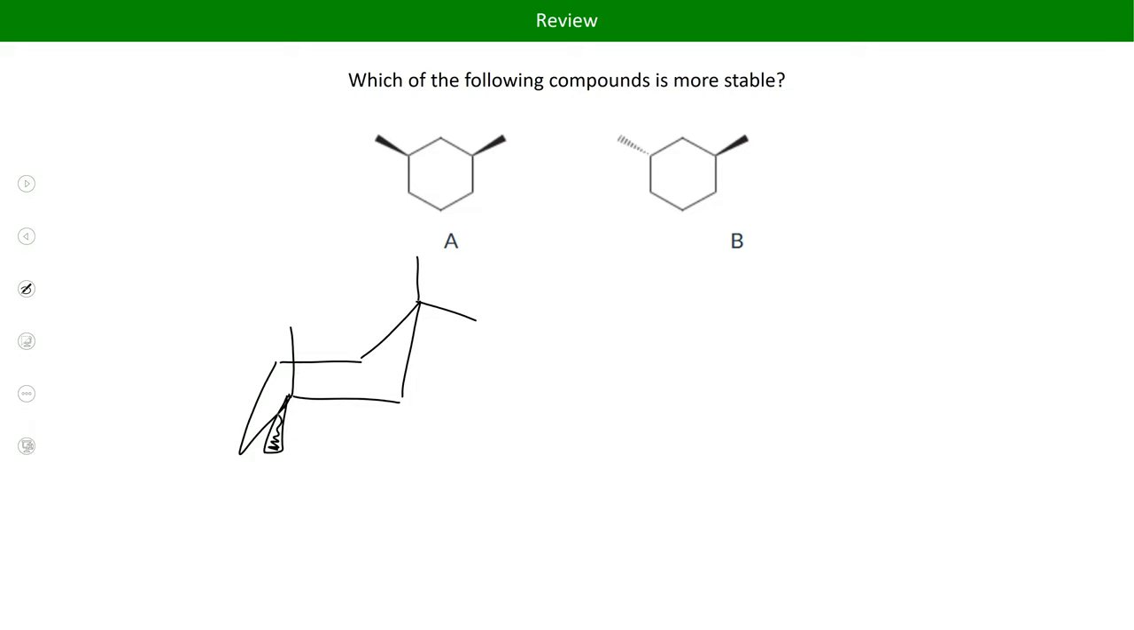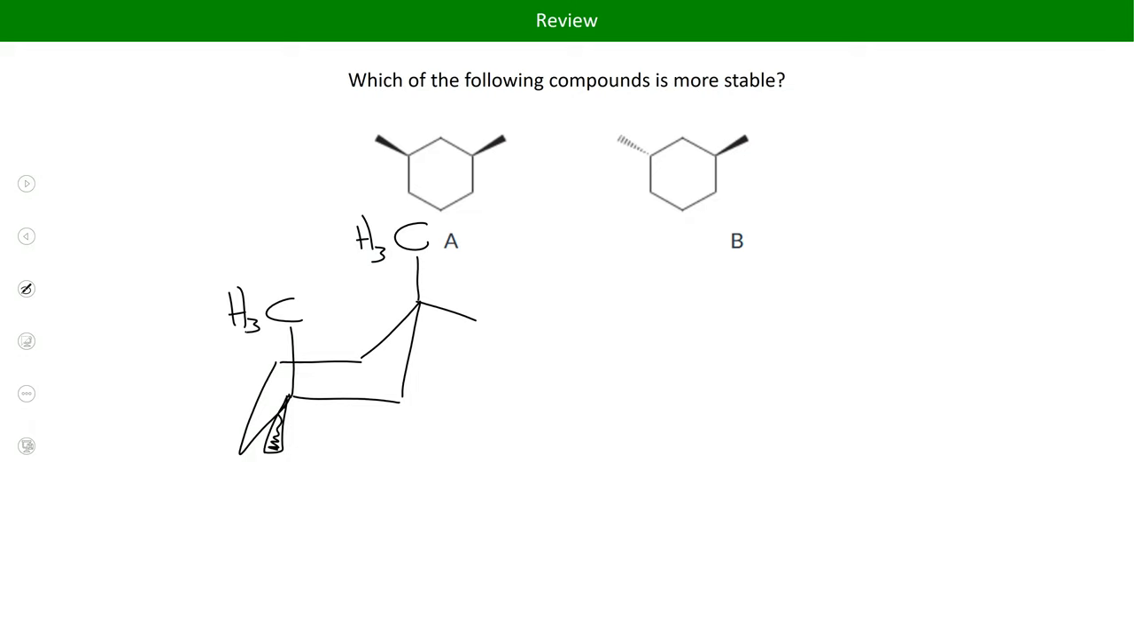So for this one, for 1-3, which of these are we going to draw? Let's say we put the methyl in the axial position here. Where's the methyl going to go on carbon 3, axial or equatorial? For the cis, the cis on the axial, also axial, right? So this is our least stable conformer because they're both axial, but that means if we go through a chair flip, what happens? We get both of them equatorial, right?